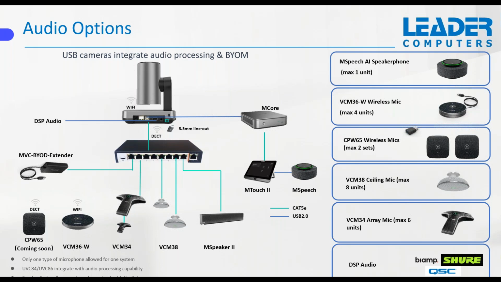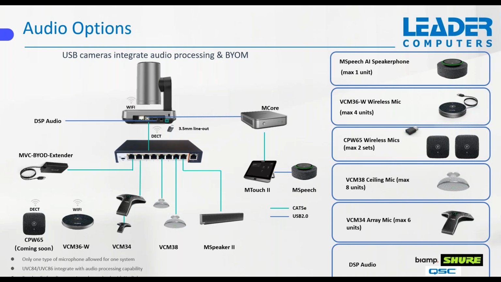Now, what we can also do is build on the kits that we might have from Yealink and add additional microphones. We can have up to 4 of the VCM36Ws, 4 of the CPW90s, up to 6 of the VCM34s, up to 8 of the VCM38s, and up to 4 of the M speakers. One thing we need to keep in consideration is we can't mix and match mic types. So when we select a mic solution for a room, for example VCM38s, we can't add wireless mics as well. It's a single mic type per installation.